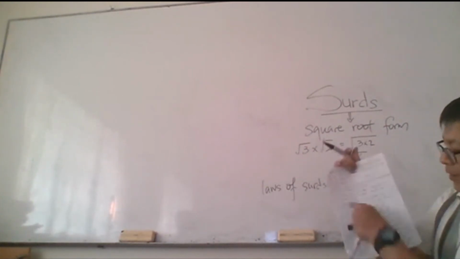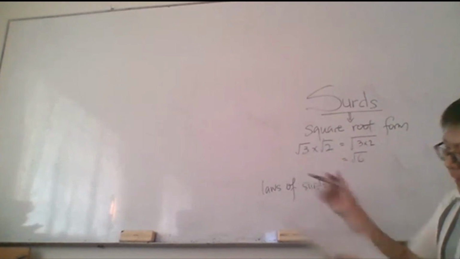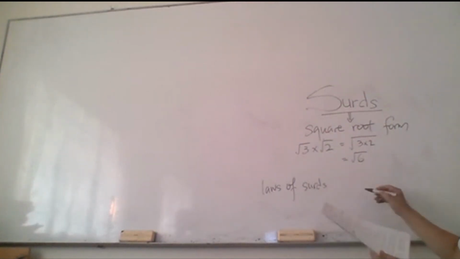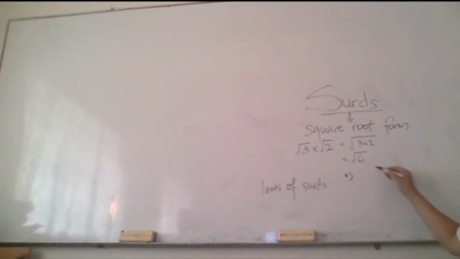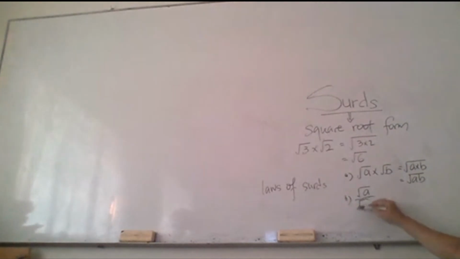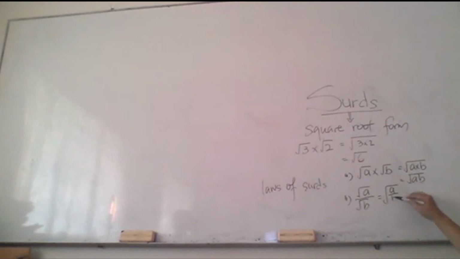Sorry, I wrote something wrong here, let me amend that. So, the law of surd, number 1: square root of A times square root of B equals square root of AB. And the second one: square root of A divided by square root of B is equal to square root of A over B.